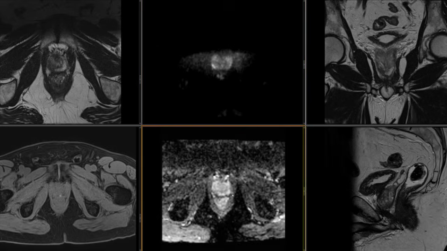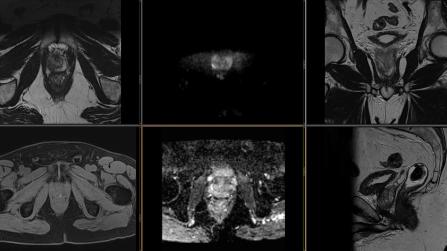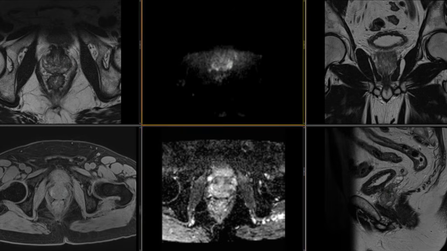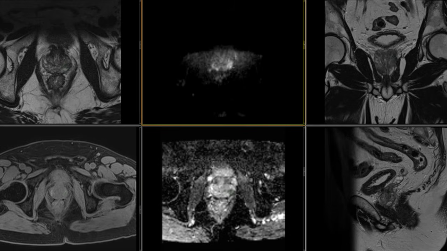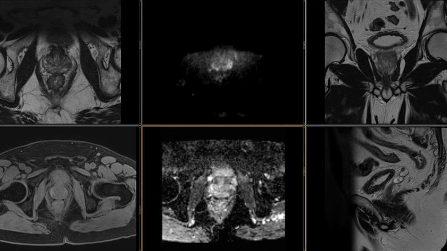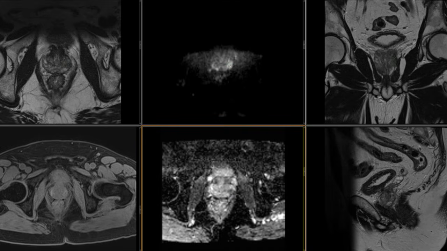Then higher up in the gland, we saw that other lesion, and again, we have marked hyperintensity here on diffusion, markedly hypointense signal here on the ADC map, and this is also over 1.5 centimeters. This is a PI-RADS 5 lesion as well.